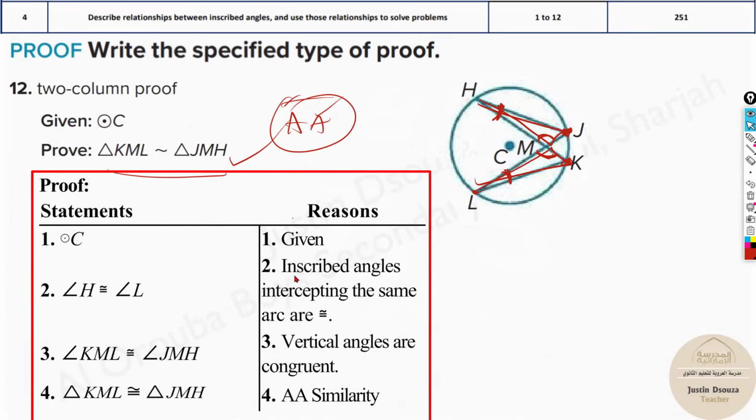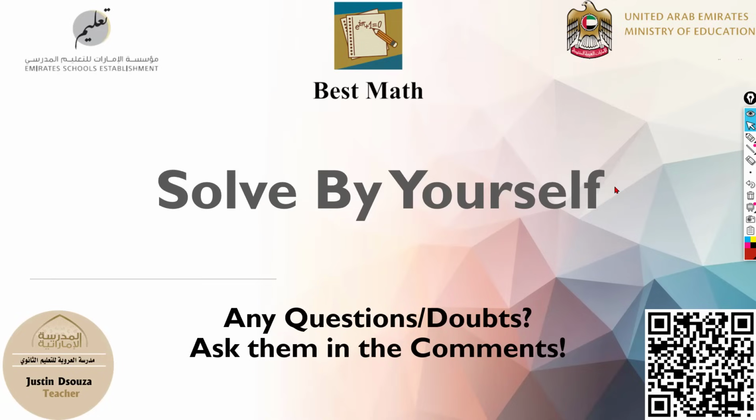They have given it's a circle and inscribed angles have been intercepting the same arc, that is H and L, and we know vertical angles, that is measure of angle M from KML and JMH, and therefore from AA similarity we have proved it. Try to remember the concept and the formula of the inscribed angles, and then you can easily solve these problems.